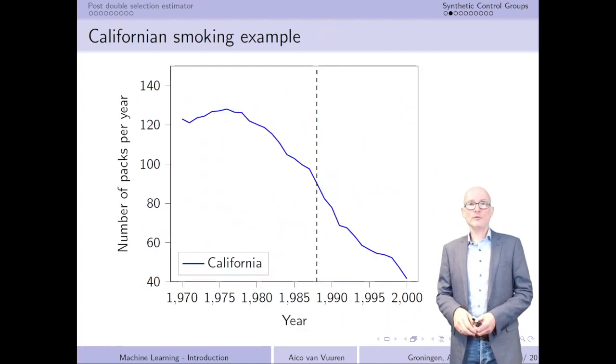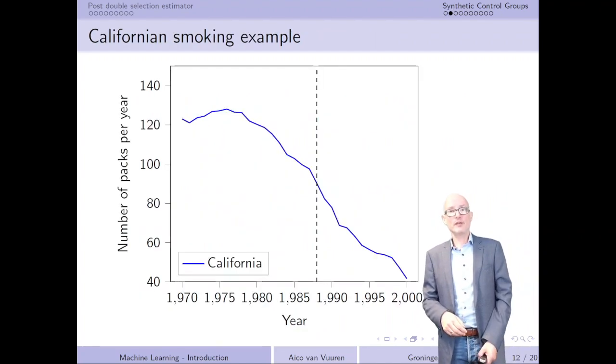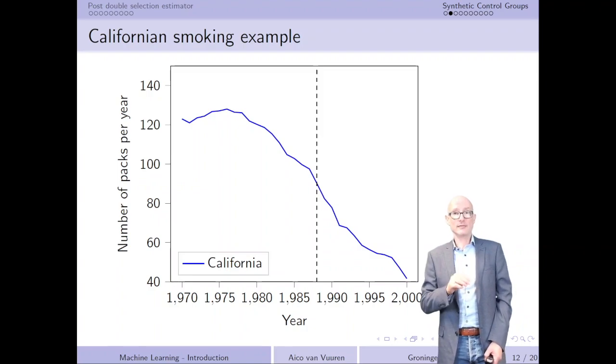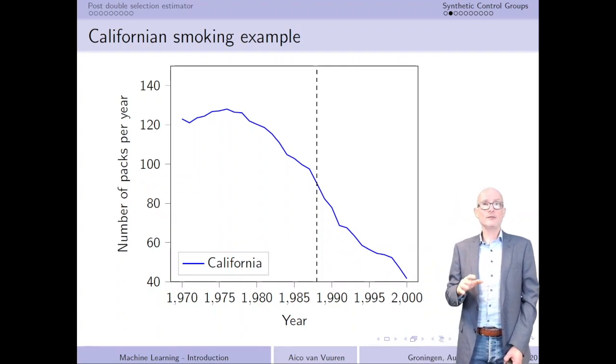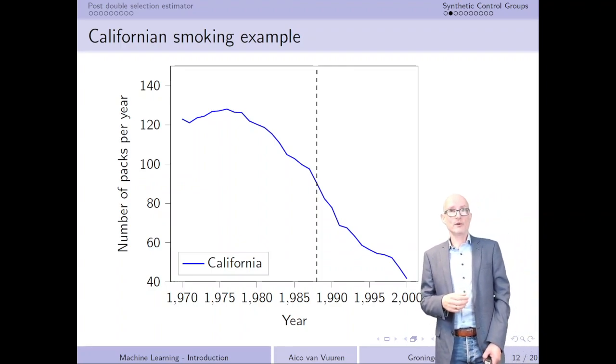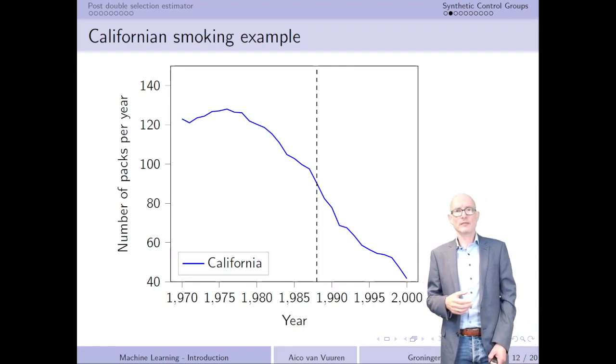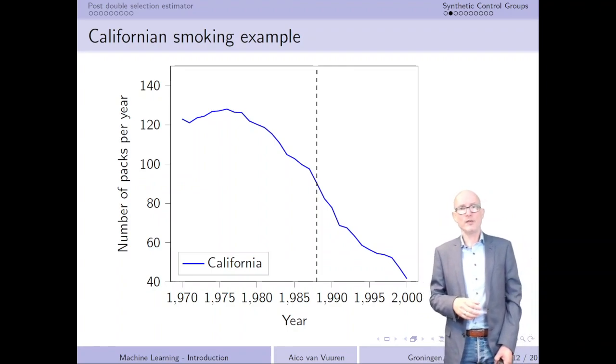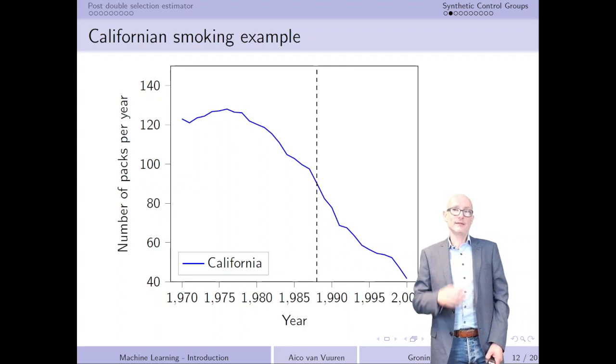In order to see how this actually works, what we have here is a picture with the years on the x-axis, from 1970 up till 2000. And on the y-axis we have the number of packs smoked per year. First of all, let's look at California. Of course, we have here the year 1989.